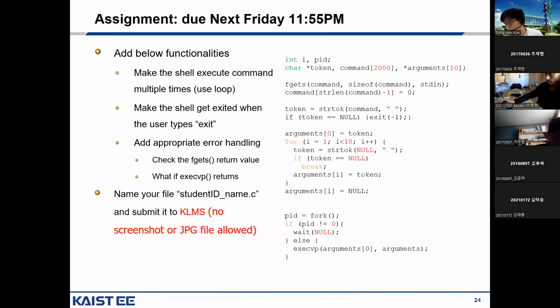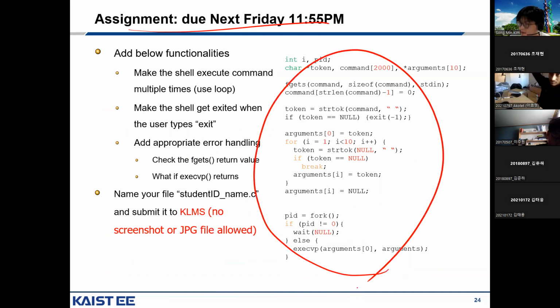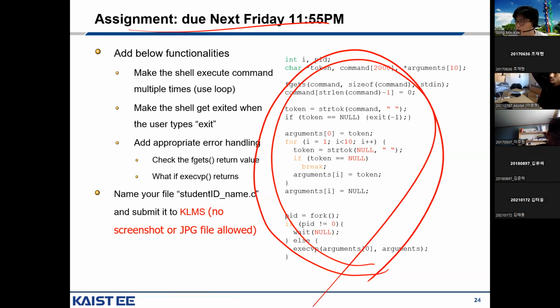All right, that's it. So that's it for today, and this is the homework. So what is the homework? We start from this. It's simple as always, right? You start from this example shell code, and you need to add some functionalities. You need to make the shell execute the command multiple times. So you have to make it a loop.